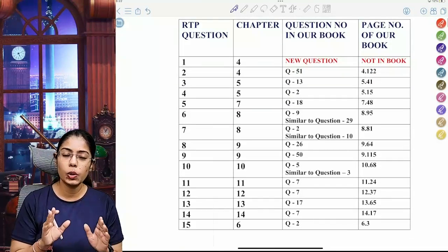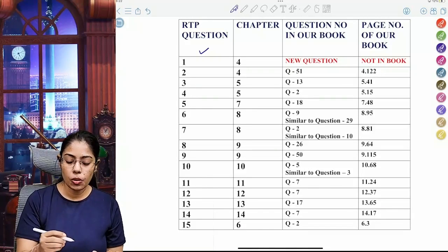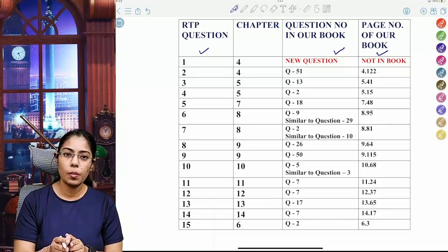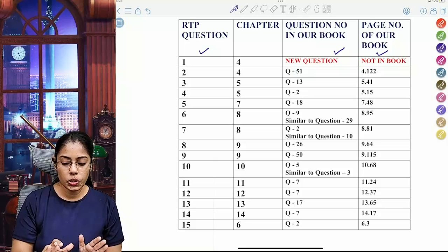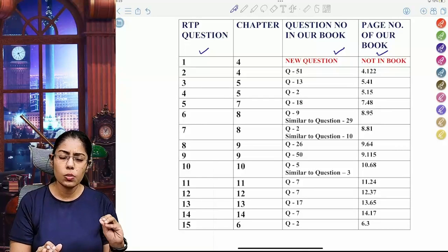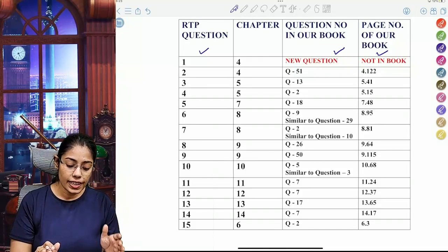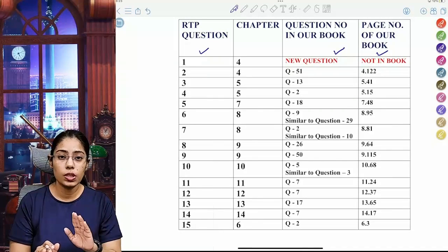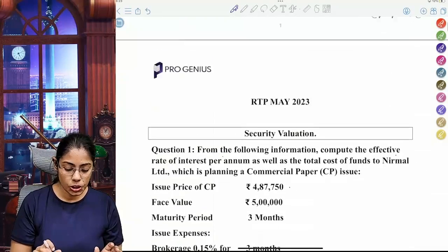I have given a quick list showing where the RTP questions are covered in our question bank. This is the question number in our book and this is the page number of our book. So all the questions are covered. Values are also the same, only in two questions the values are different. In the rest of the questions the values are also the same, with only one new question. So let's have a look at this new question.